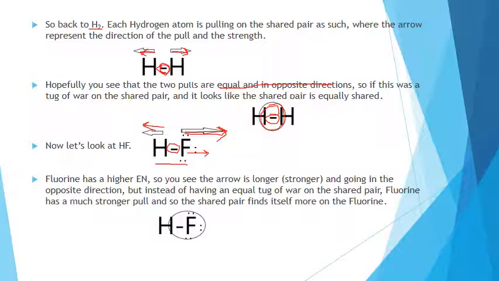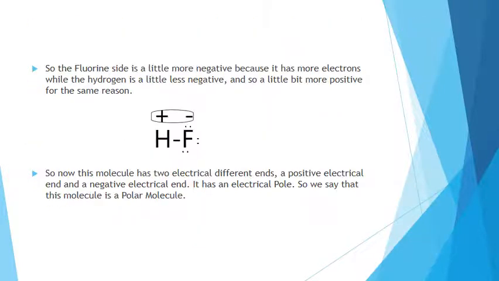So if this was a tug of war, you would notice that the shared pair would be shifted over closer to the fluorine. When that happens, fluorine becomes a little bit more negative because the electrons are shifted over, and hydrogen becomes a little bit less negative because of that pull, and so it becomes a little bit more positive because of the fluorine pulling electrons. So the hydrogen doesn't have as many electrons on its side anymore, so it has a little plus side, and the fluorine has a little minus side.